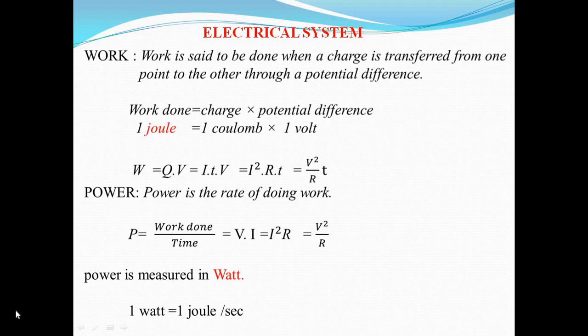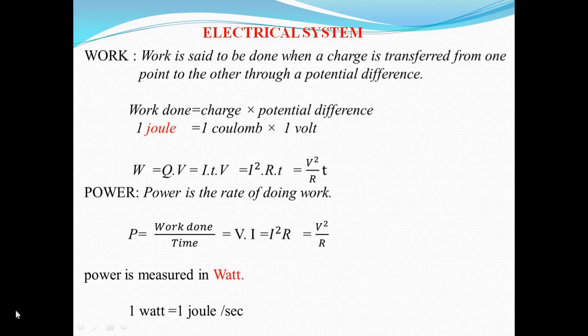Next is power. Power is the rate of doing work, which is equal to work done upon time. So work done is V into I into T divided by T. So power is V into I. Again we can write V and I in terms of resistance, so it is I square R, or V square upon R. Power is measured in watt.